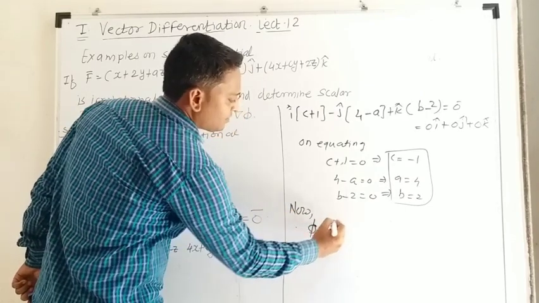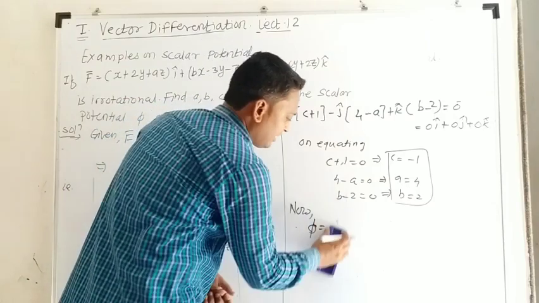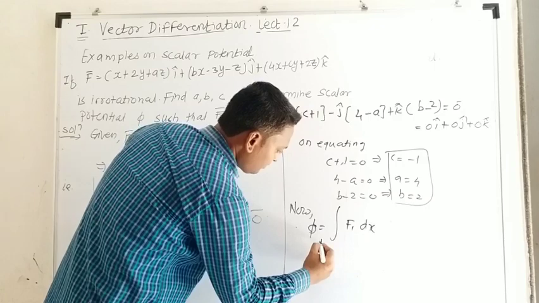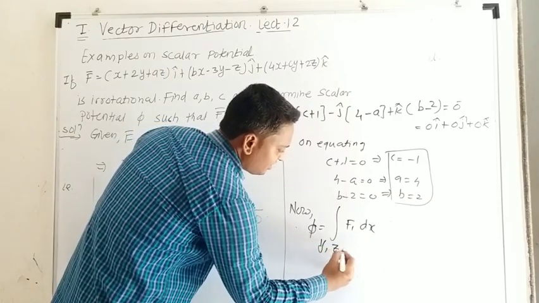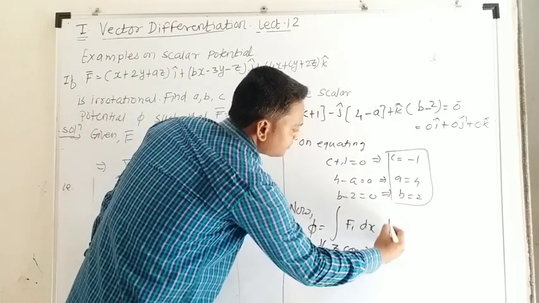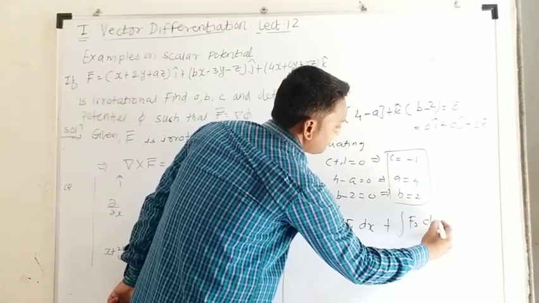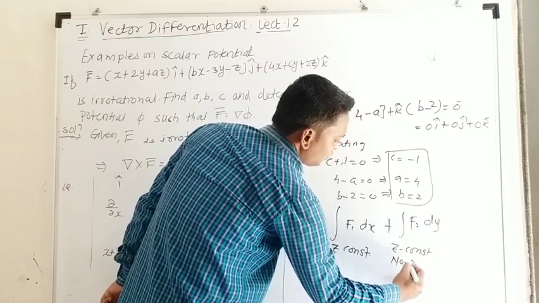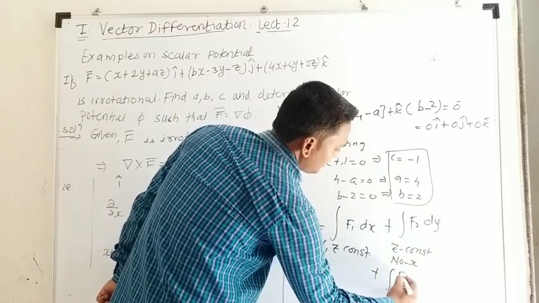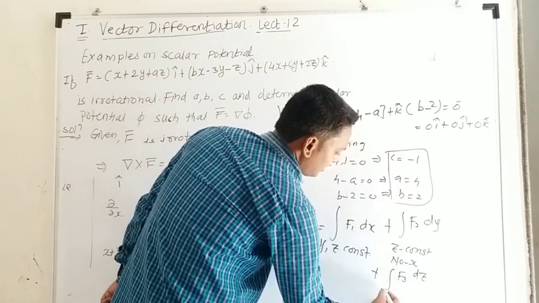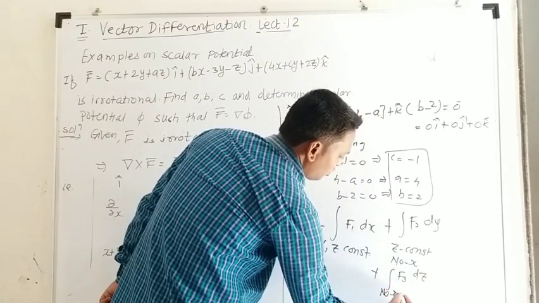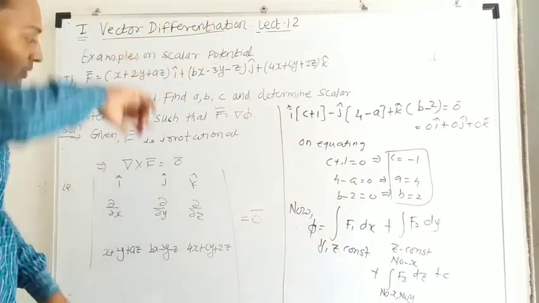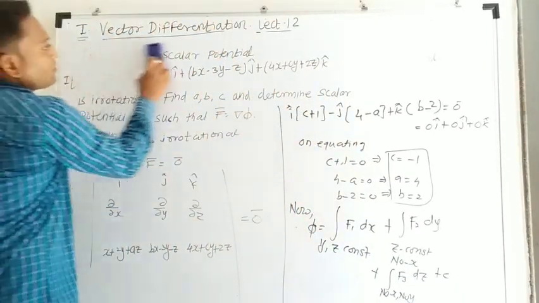Phi is equal to integration of f1 dx, with y and z constant, plus integration of f2 dy, in this z constant, and term free of x, that is no x, plus integration of f3 dz, in this no x, no y, plus constant. These are the terms free of both x and y that we are going to consider. The formula we'll write one more time.